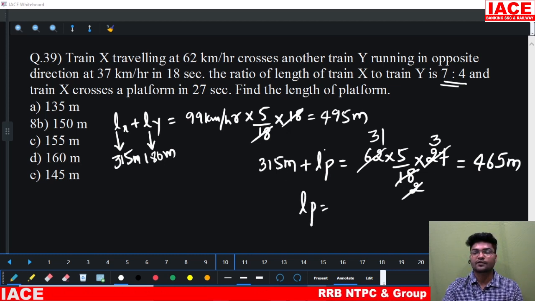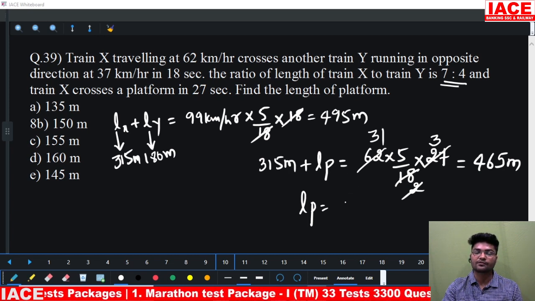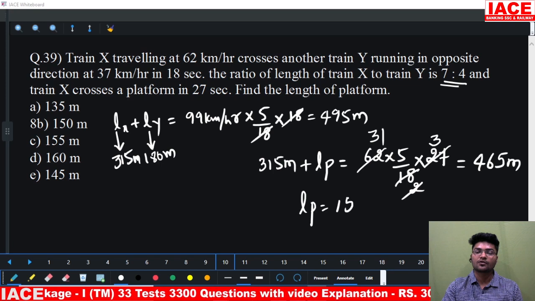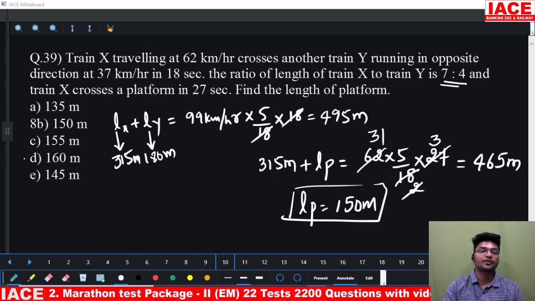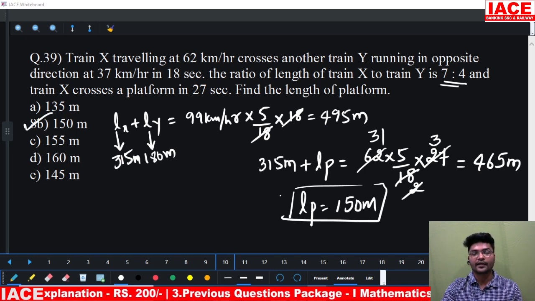So the length of the platform, if I take it to the other side, is 465 minus 315. 465 minus 300 is 165, and 165 minus 15 is 150 meters. Length of the platform comes out to be 150 meters. 150 meters means option B. Option B will be our right answer.